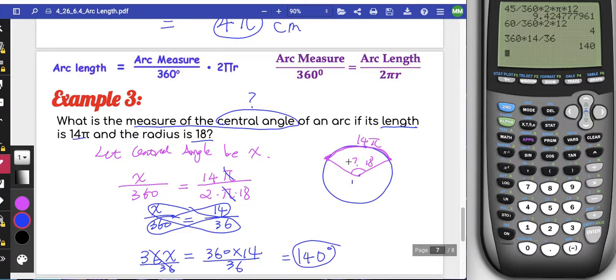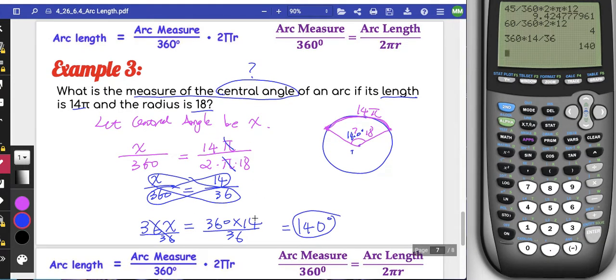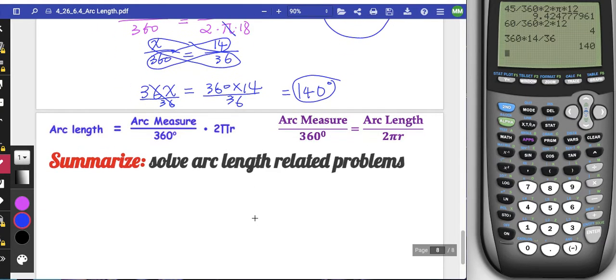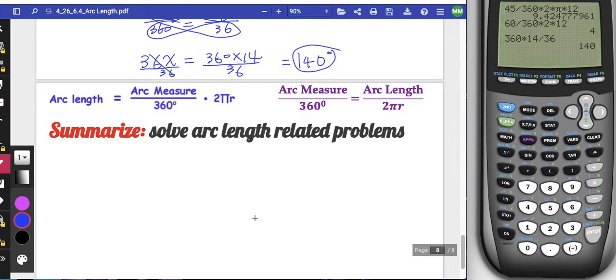So this is 140 degrees, right? So this is how we use it. As you can see, the second method is actually much easier to find the central angle or the radius in this situation, because we can just easily use cross multiplication to do it. If I use the first one, I have to move the numbers around, so it's not as direct as this one. Okay, so I know it's a bit long, but I think it's a good idea to really go back and think about what steps we take in this kind of example.